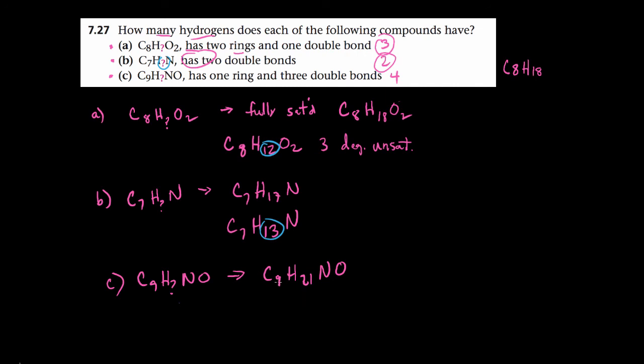So C9H21NO is the fully saturated molecular formula. We have 4 degrees of unsaturation, so that's 8 H's. And so 21 minus 8 is 13. So the molecular formula here is C9H13NO. So the number here is 13.